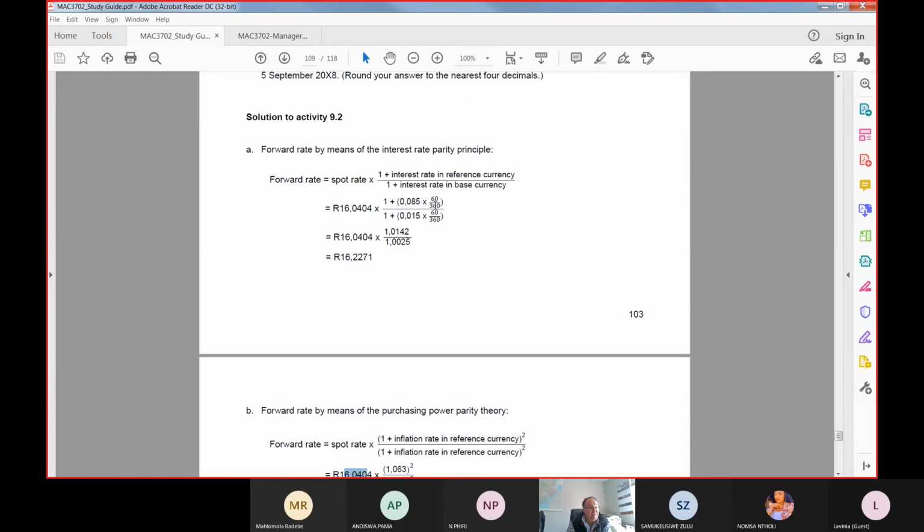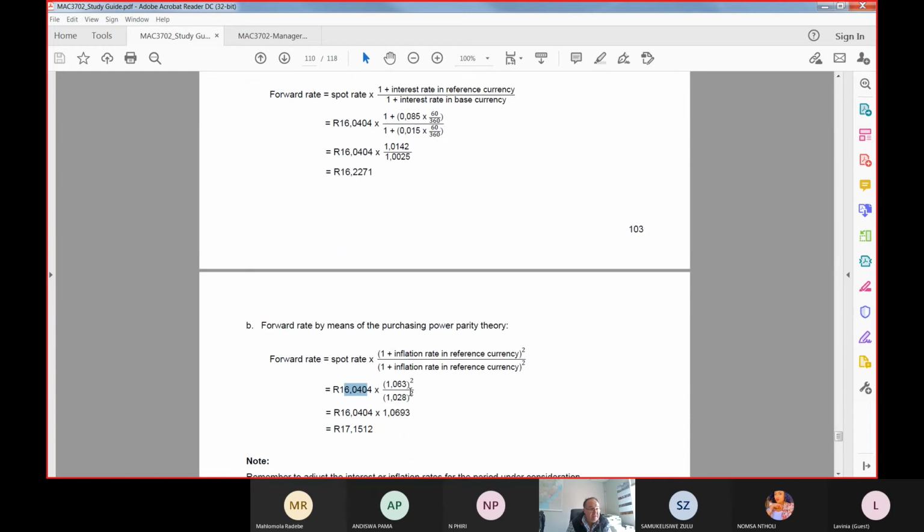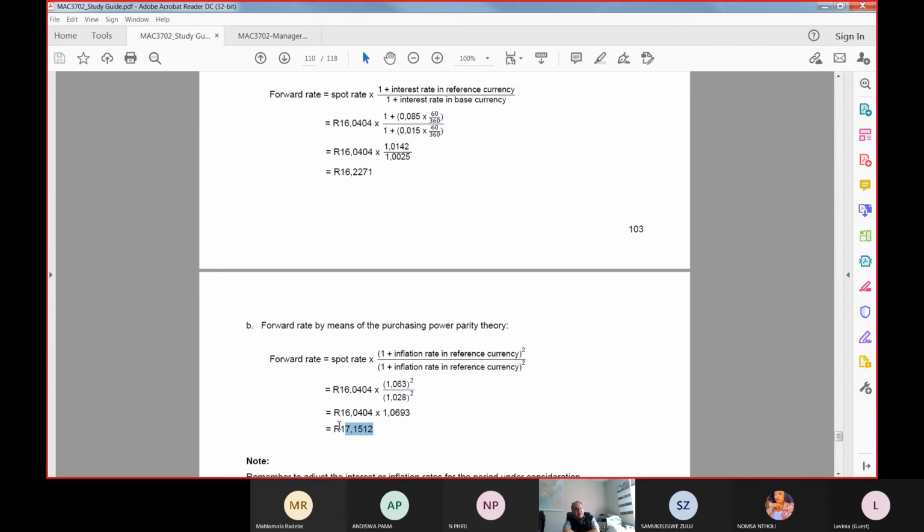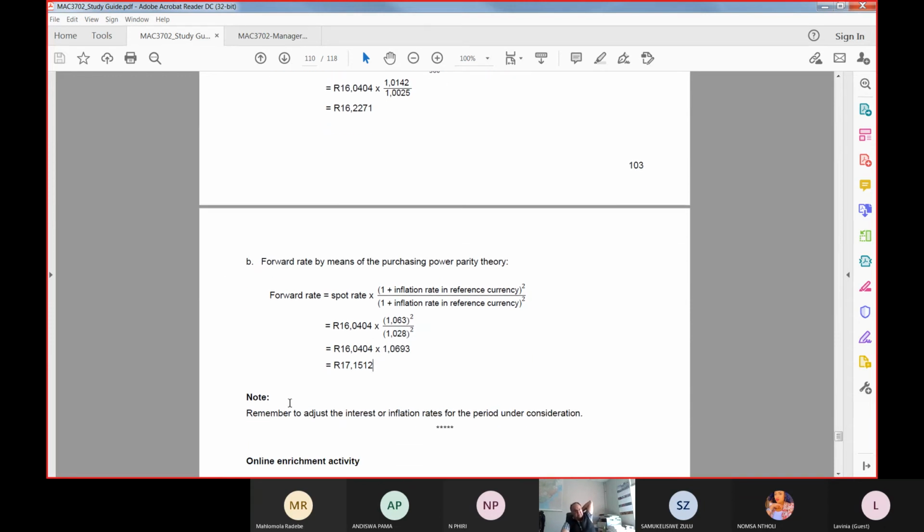Unlike the other one where we divide 60 over 365, we square rooted the amount, and we calculate it to be 17 Rand 15 cents. Why don't they have 60 days? That is per year, it is long term. Okay, the parity rate. We can see it right now. You can do the maths right now.